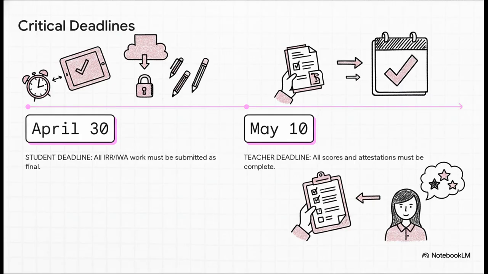Okay, there are two dates you need to burn into your memory. The first one is for your students, April 30th at 11:59 p.m. Eastern Time. All written work has to be submitted as final. The moment the clock strikes midnight, the digital portfolio locks for students, period. The second deadline is for you, May 10th. All of your presentation scores and all of those authenticity attestations have to be done by then.